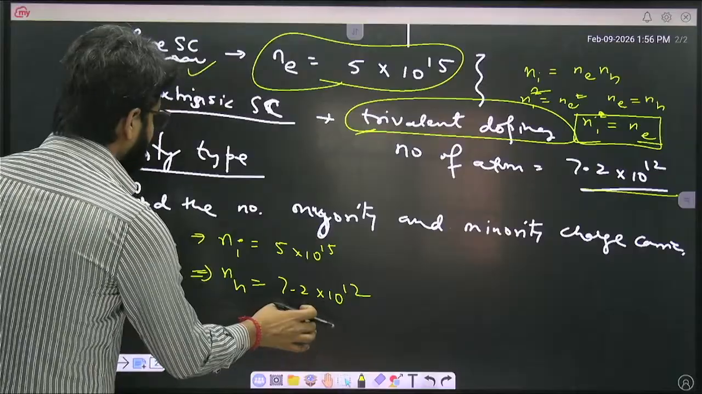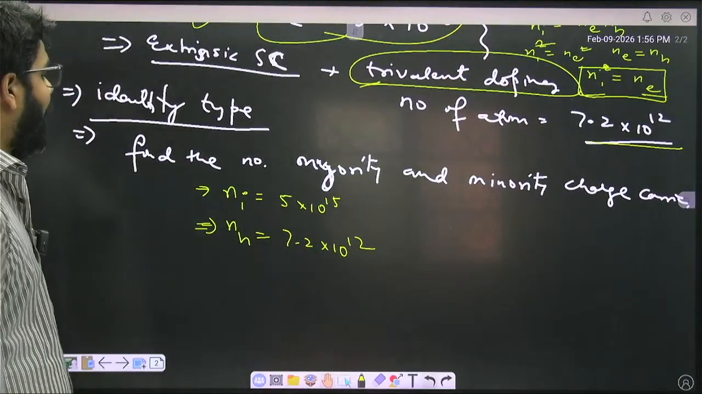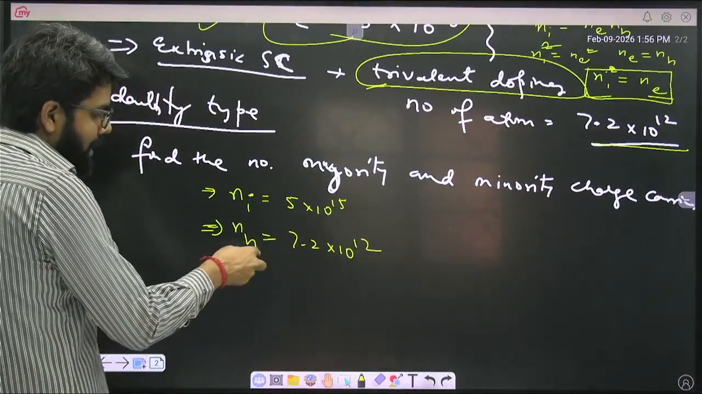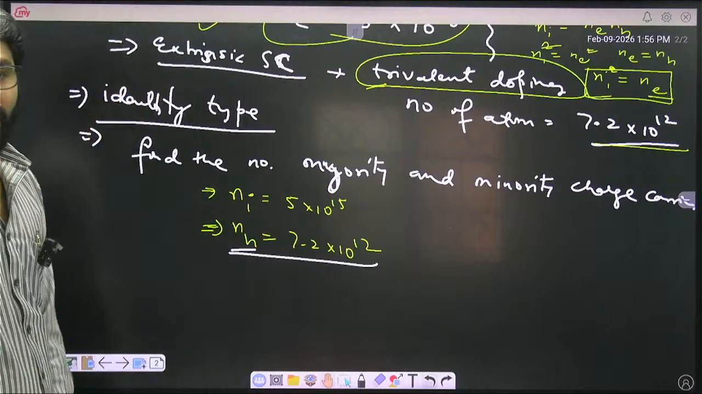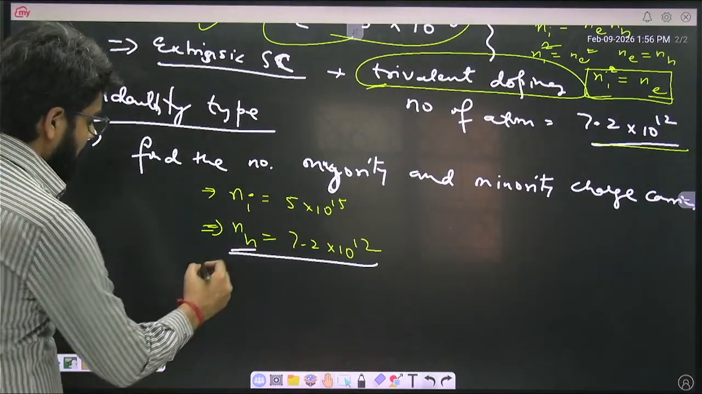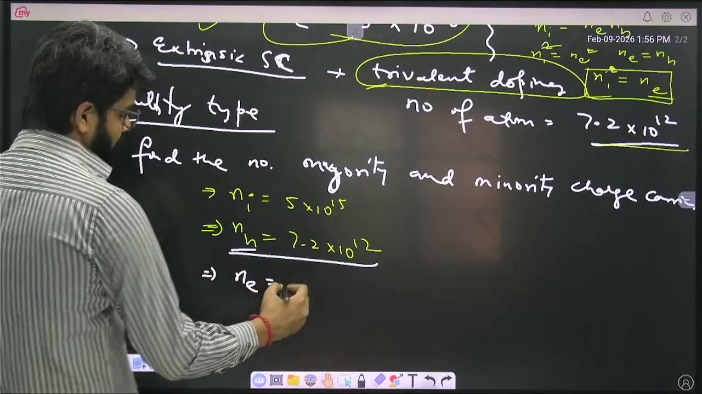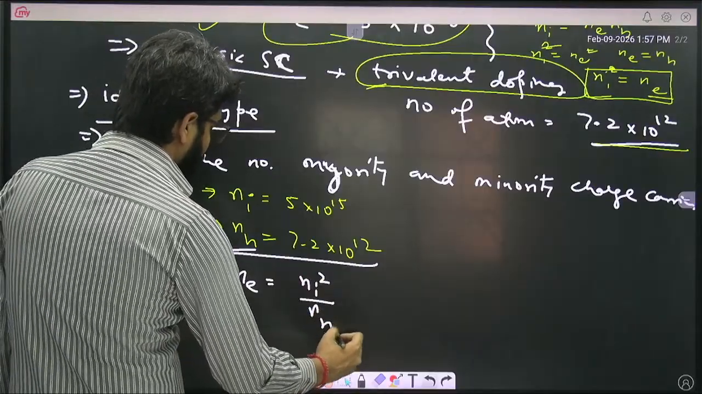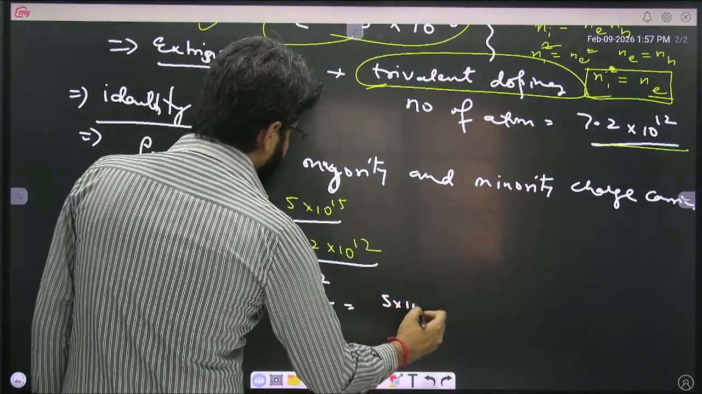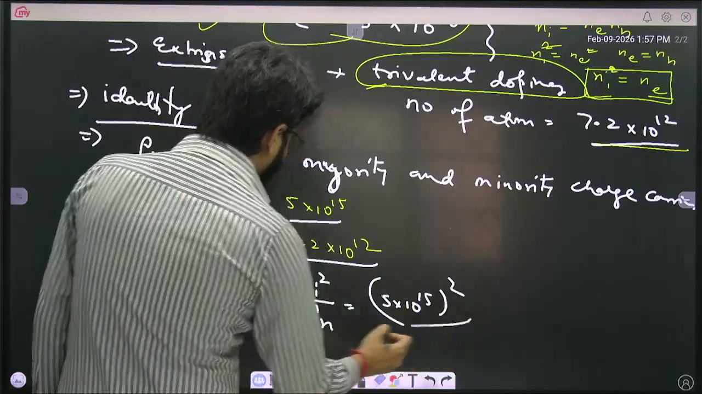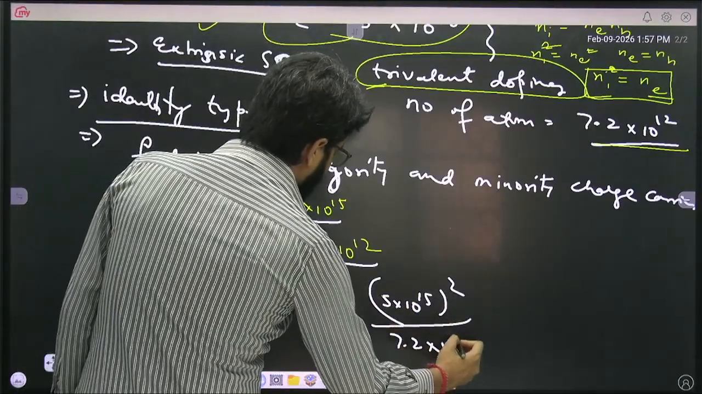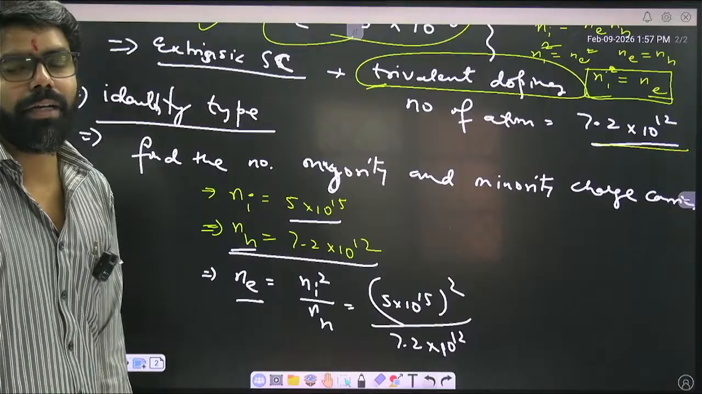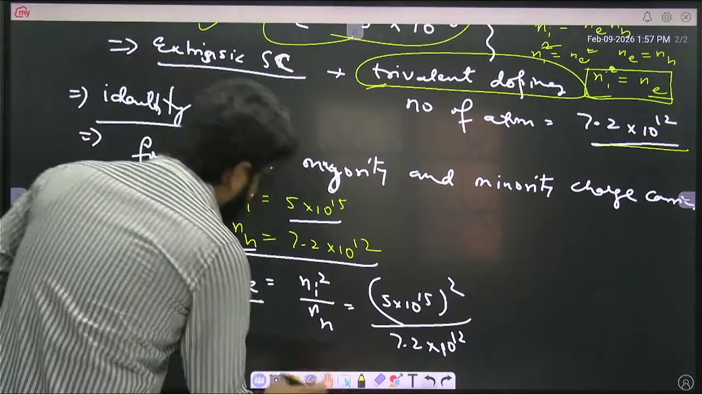Now, find the number of majority and minority charge carriers. Nh is your majority charge carrier because it's a p-type semiconductor. Now I have to find the minority charge carrier, so from there you get Ne. Ne is equal to Ni square divided by Nh. So you get 5 into 10 to the power 15 whole square divided by 7.2 into 10 to the power 12, and that will give you the number of electrons. That is the minority charge carrier.